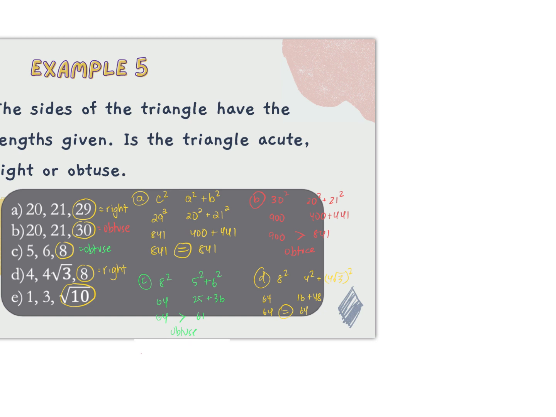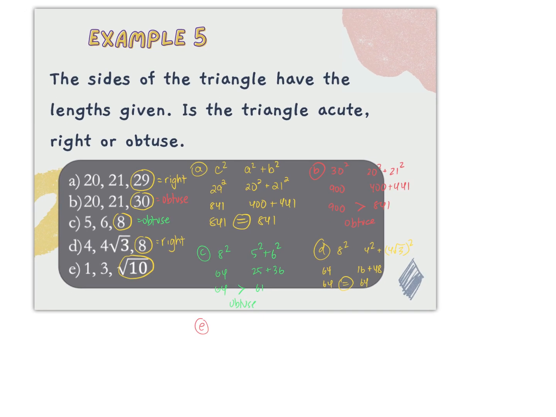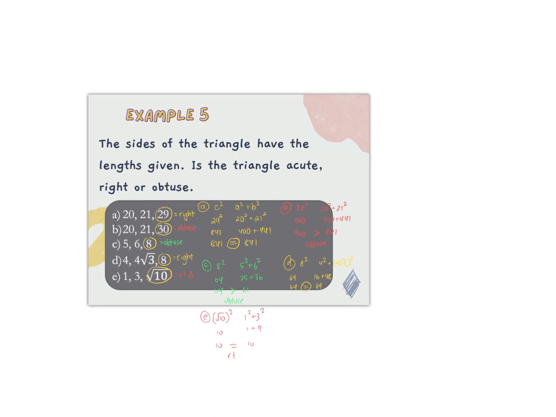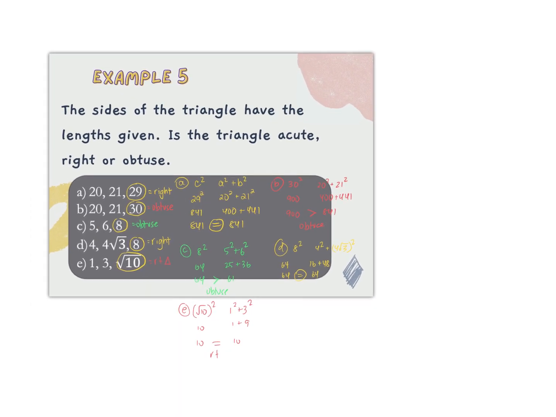And then the last one, E. I've got square root of 10 squared, 1 squared plus 3 squared. So this is 10, and this is 1 plus 9, so 10 and 10. They're equal, which means it's a right triangle. And that's how we do the math and solve this and figure out what the triangles are.